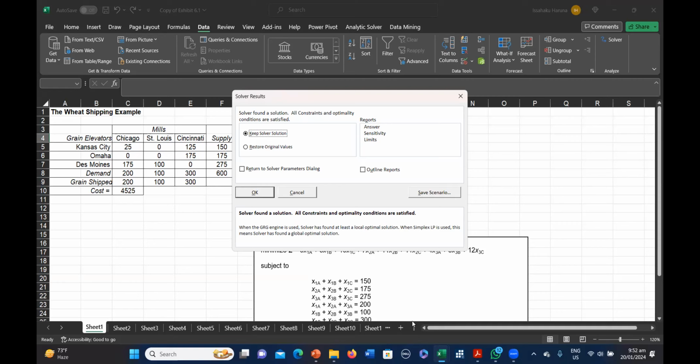So at this stage, if you want, you can do the answer report, the sensitivity report and all that.